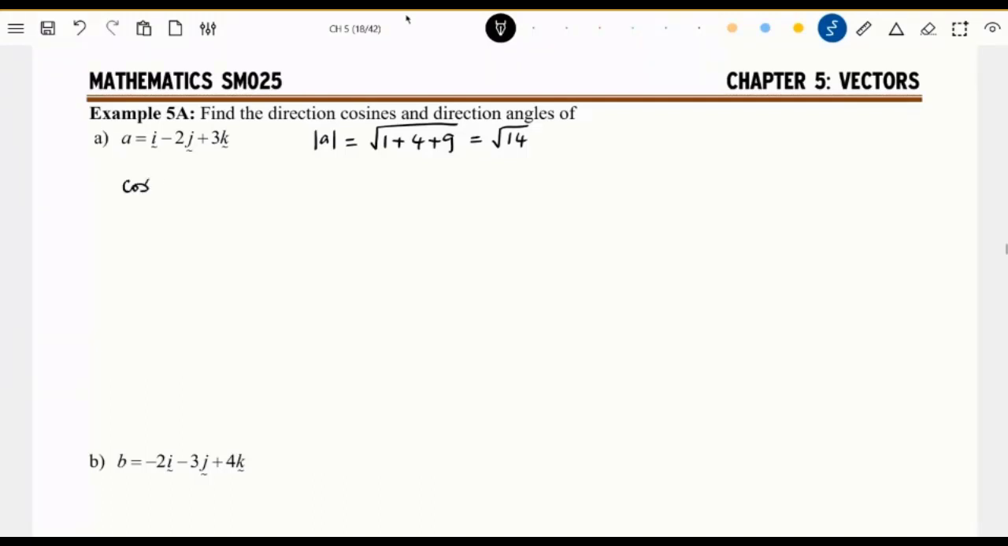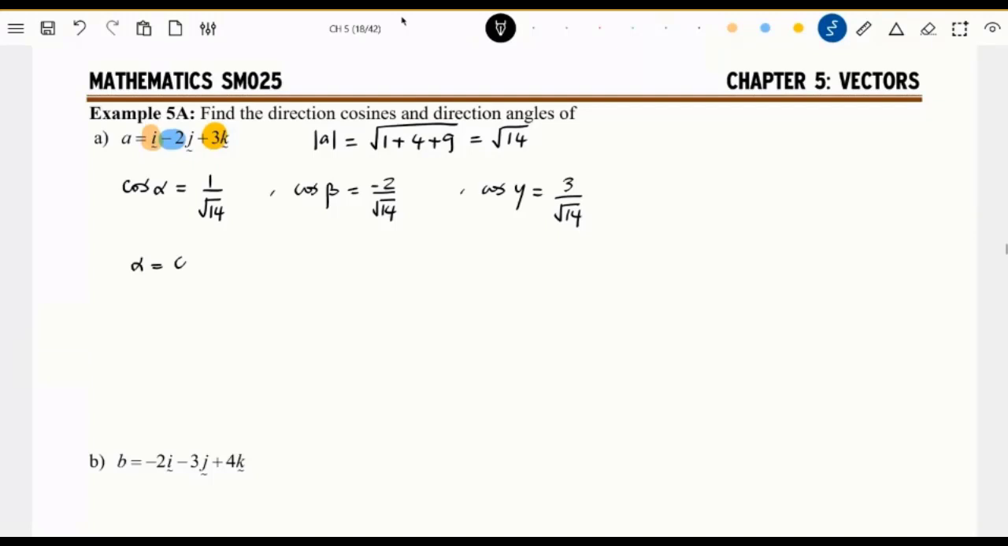Subject adalah cos. Cos alpha akan jadi 1 over square root 14. Mana datang 1 tu adalah daripada yang ini. And then we have cos beta, which is dia adalah negative 2, so negative 2 over square root 14. And then cos gamma will be 3 here, so 3 over square root 14. Okay, itu direction cosine.